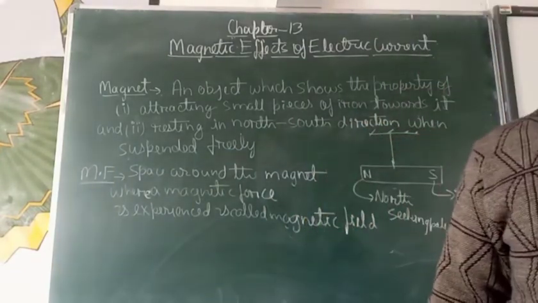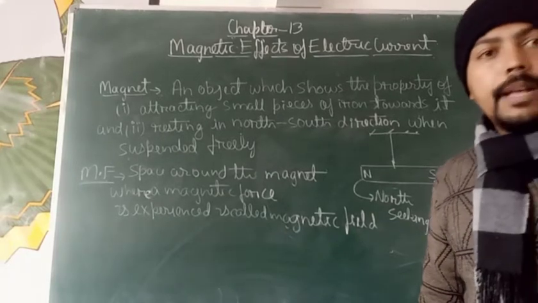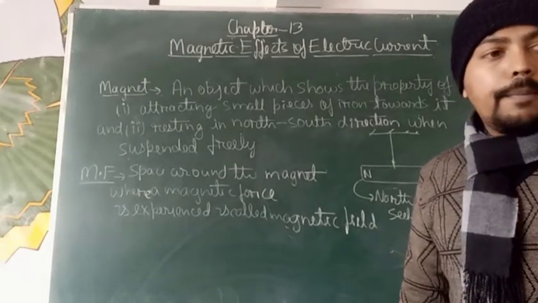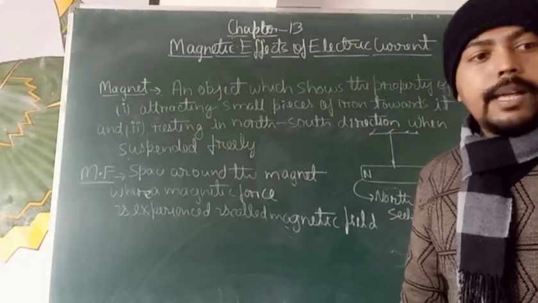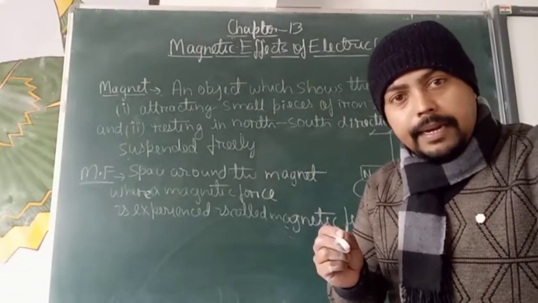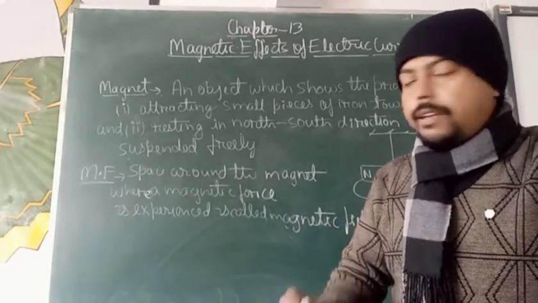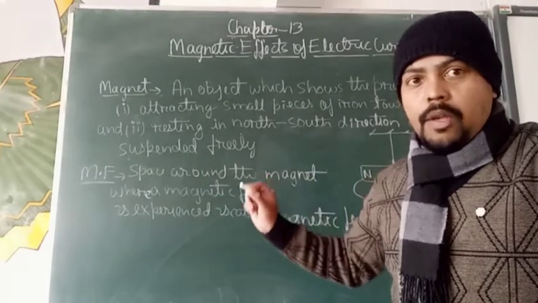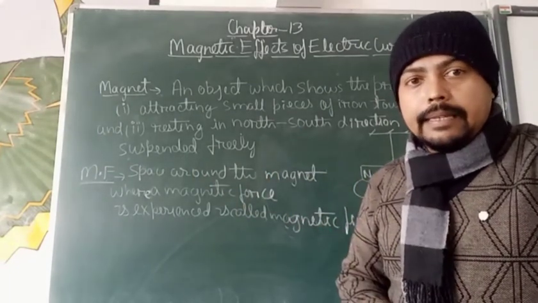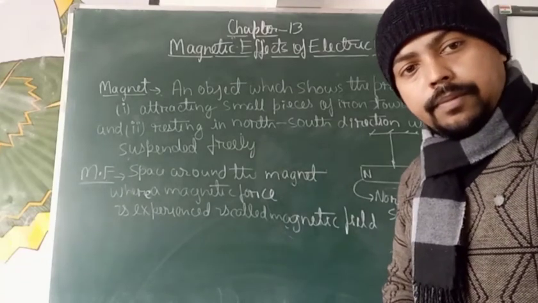Okay, and what is magnetism? The property by virtue of which the magnet attracts a small piece of iron which is kept nearby it is known as magnetism. Okay, so magnetism is the property which is just because of the presence of magnetic field in magnet. Is it clear? So now let's discuss something more.